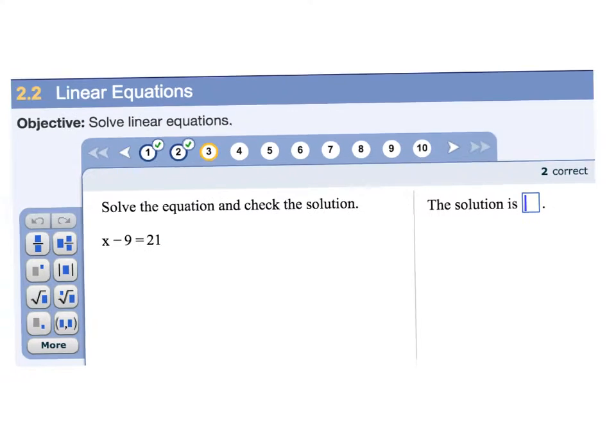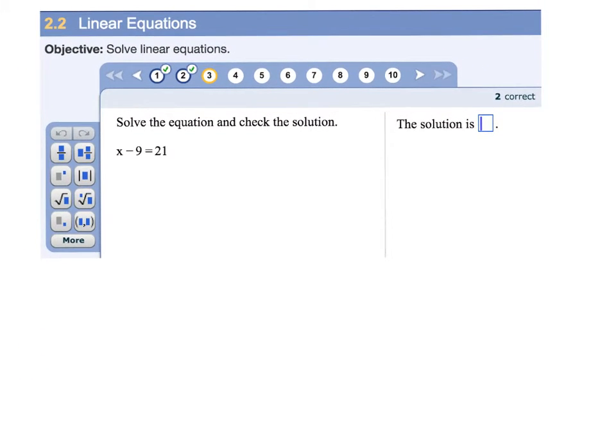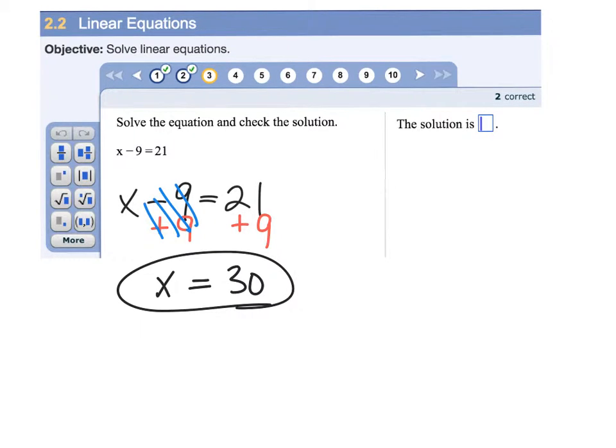All right, so we've got, let's see, solve the equation. So it's x minus 9 is equal to 21. And so how is that x connected to the 9? It's a minus 9, so we're going to add 9 to both sides. And that basically undoes that little section. So you get x is equal to 30. So our answer is 30. X is equal to 30.